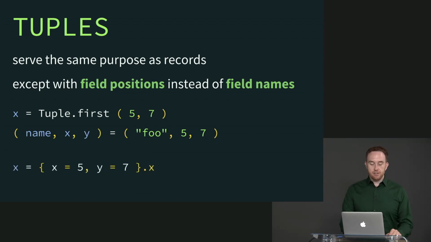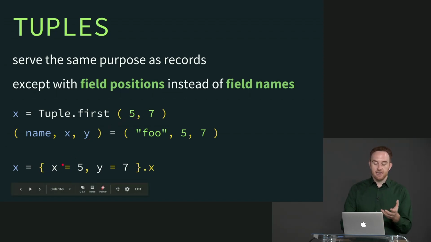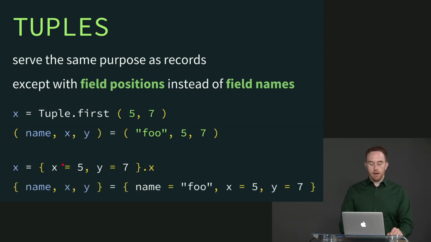Now, as you can imagine, we could very easily have done this with a record. We could say x equals the record name dot x. That's totally valid. But again, tuples serve the same purpose as records. It's just that here we have this done by field order. We didn't actually specify a name of x and y, and here we have the fields that are actually named. That's the difference between tuples and records.